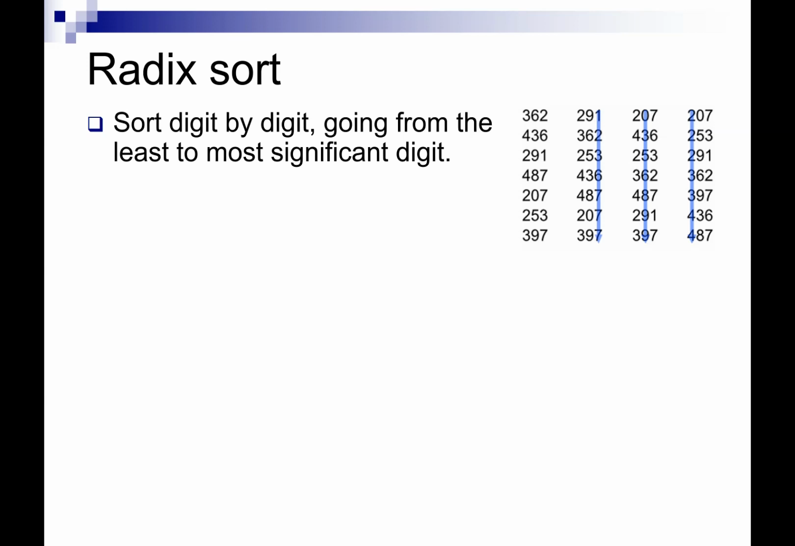So for example, over here you've got a bunch of numbers that we're trying to sort, let's say in increasing order. First of all, we're going to sort the least significant digit, the ones digit, in increasing order. And then next, you're going to sort the next digit, the tens digit, in increasing order, and then you sort the hundreds digit in increasing order. So that's radix sort.